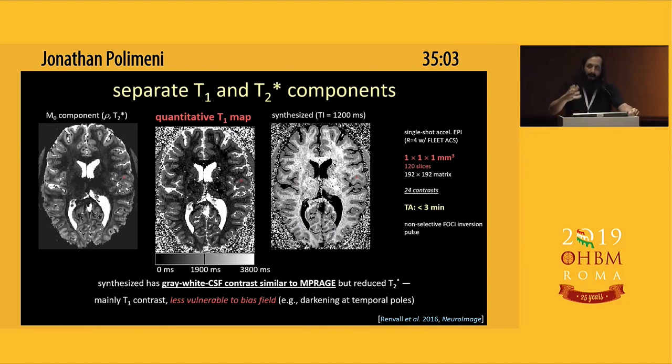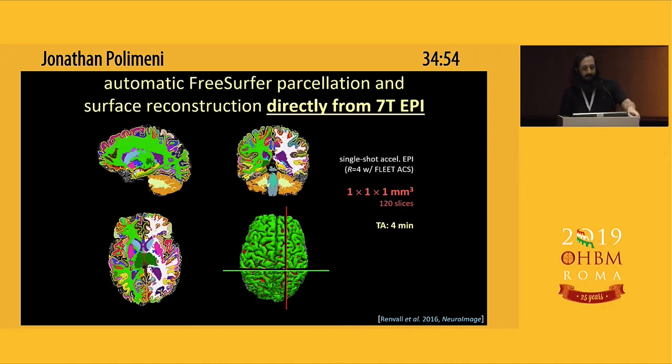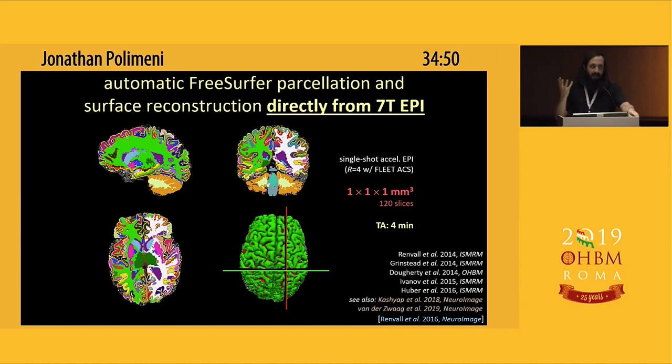With this quantitative T1 map, we can then synthesize T1 weighted images, such as this one with MP-RAGE-like contrast, which we can then pump through FreeSurfer to generate automatic cortical surface reconstructions and parcellations directly from 7T EPI data. I want to point out that this general idea of using EPI as an anatomical reference has been seen by many different groups. We heard about this this morning, both in the context of 2D EPI and 3D EPI.